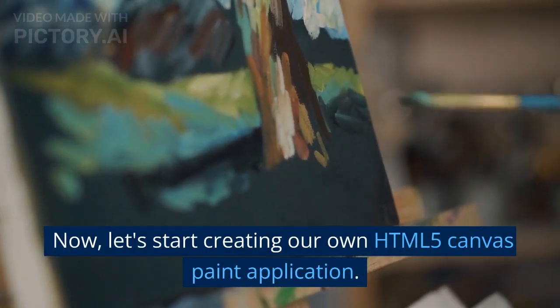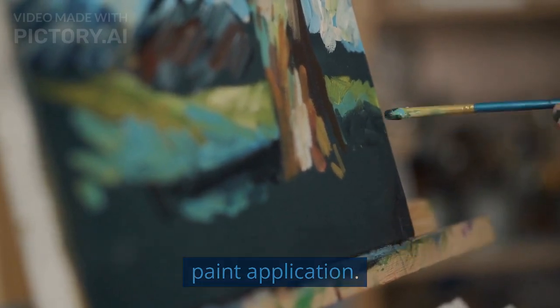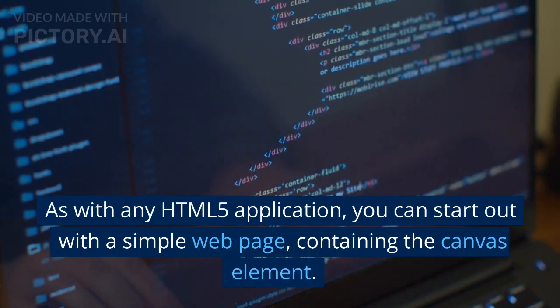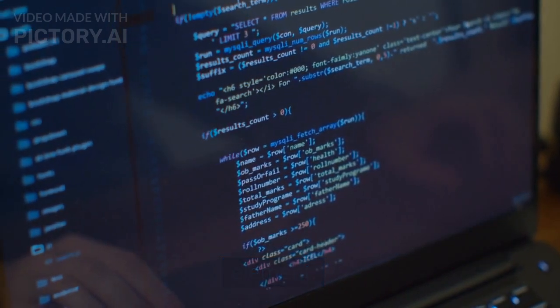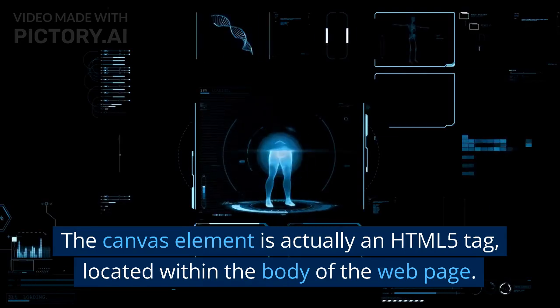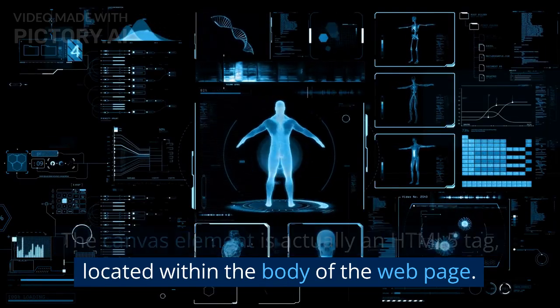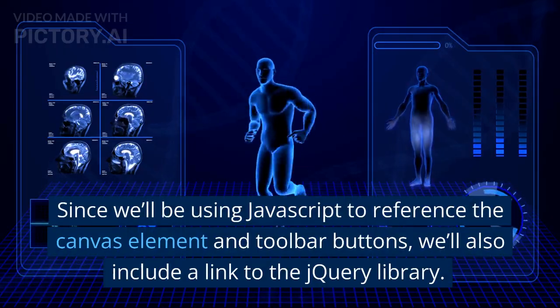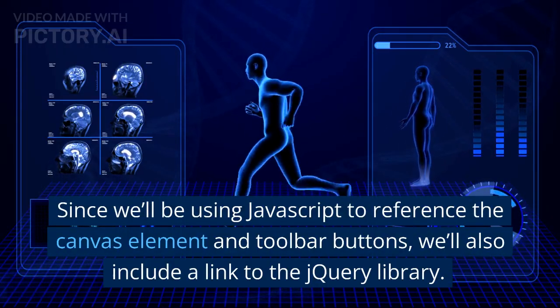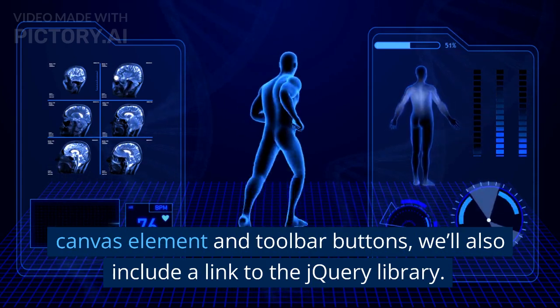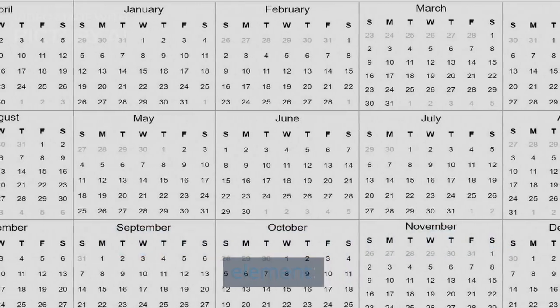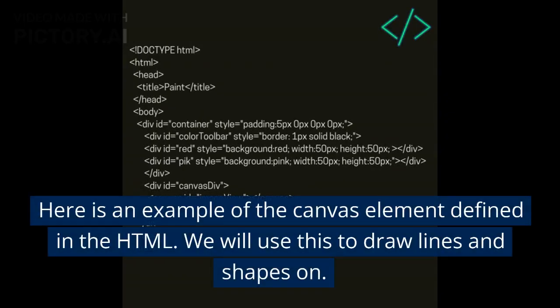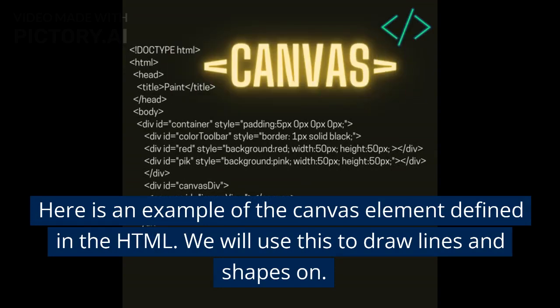Now, let's start creating our own HTML5 Canvas Paint application. As with any HTML5 application, you can start out with a simple web page containing the canvas element. The canvas element is actually an HTML5 tag, located within the body of the web page. Since we'll be using JavaScript to reference the canvas element and toolbar buttons, we'll also include a link to the jQuery library. So let's create a simple page with a canvas element. Here is an example of the canvas element defined in the HTML. We will use this to draw lines and shapes on.